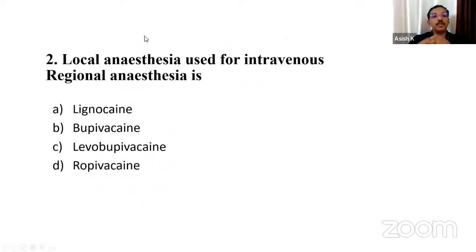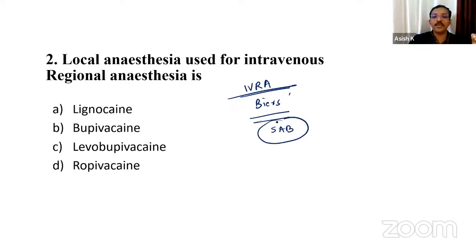Now, come to the second question. Local anesthetic used for intravenous regional anesthesia. You know, intravenous regional anesthesia is a very common topic which we have recently stressed upon and discussed many times, and this is otherwise known as Bier's block, because it was discovered by a person called August Bier. It is the same person who discovered subarachnoid block. I hope all these points you remember by the time you hear this.